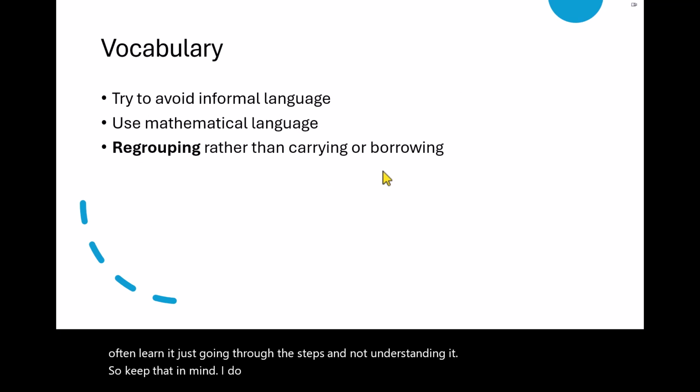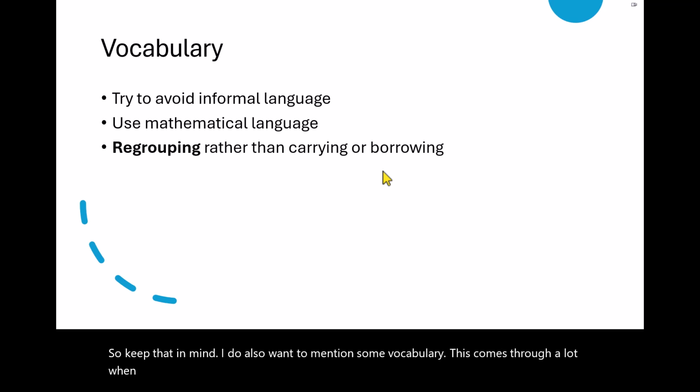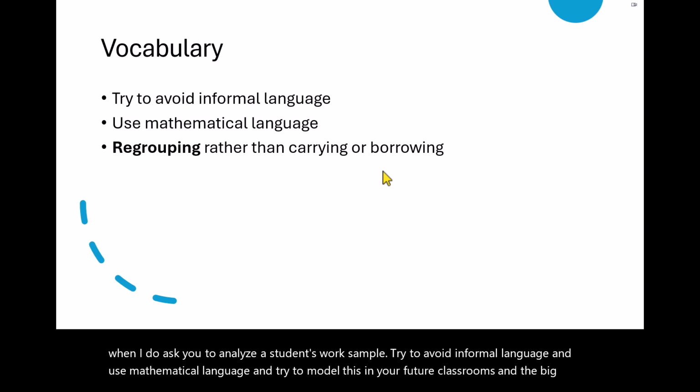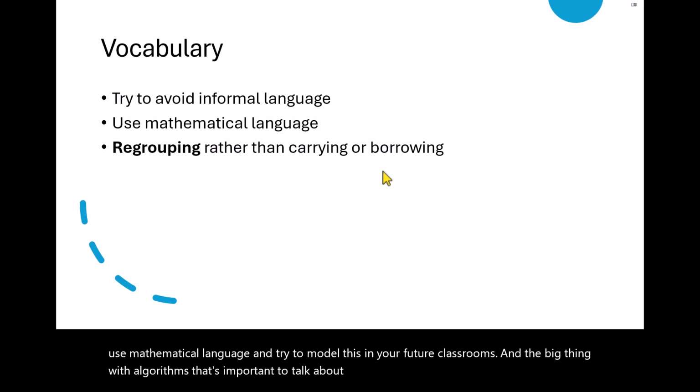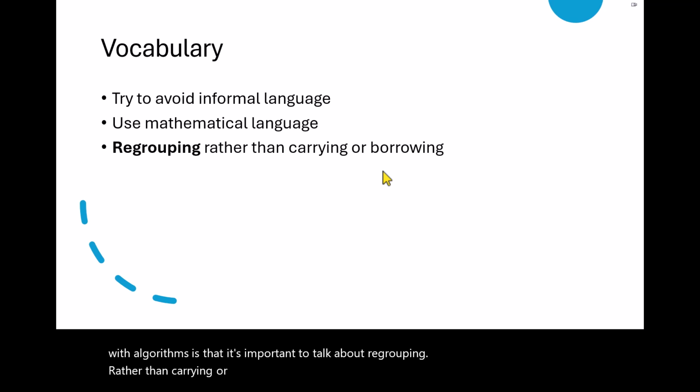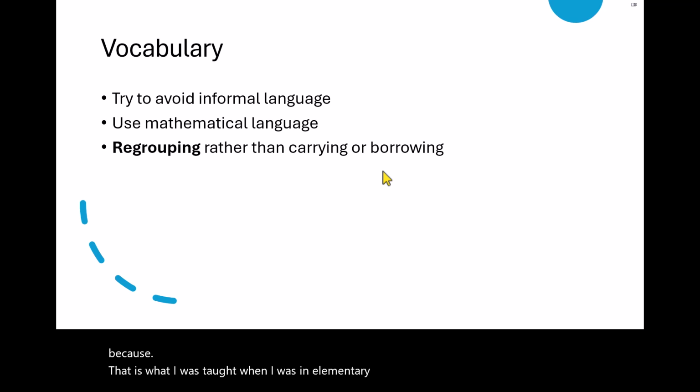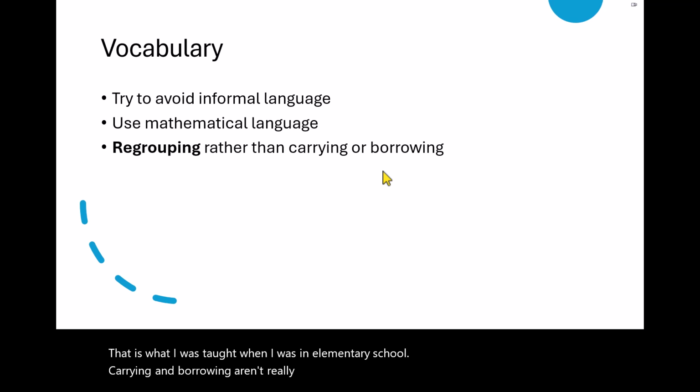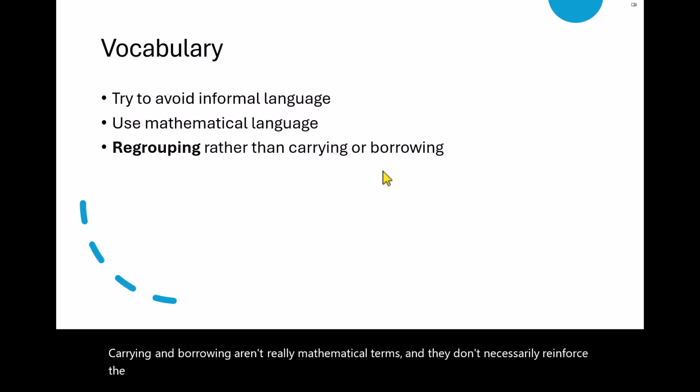I do also want to mention some vocabulary. This comes through a lot when I ask you to analyze a student's work sample. Try to avoid informal language and use mathematical language, and try to model this in your future classrooms. The big thing with algorithms is that it's important to talk about regrouping rather than carrying or borrowing. Now, I am guilty of this. I will say carry, I will say borrow, because that is what I was taught when I was in elementary school. But carrying and borrowing aren't really mathematical terms, and they don't necessarily reinforce the place value nature that we need when we're working with standard algorithms especially. And so the better term to use is regrouping. And that's almost certainly the term that's going to be in your future curricula that you're teaching from.